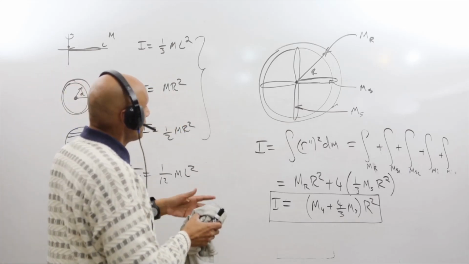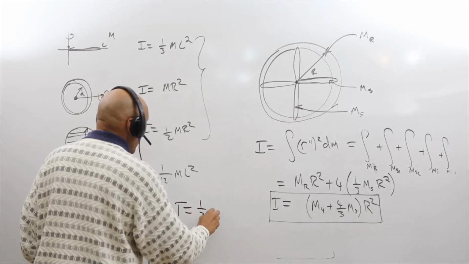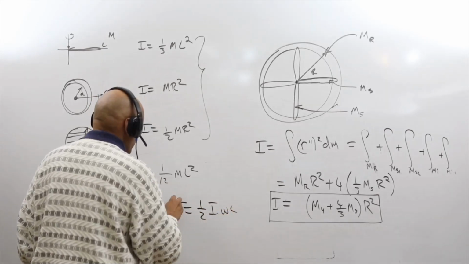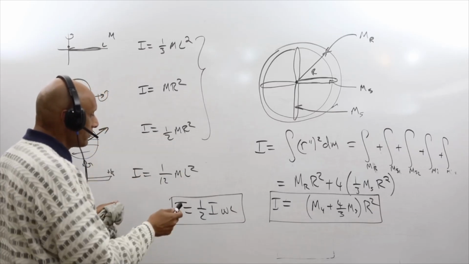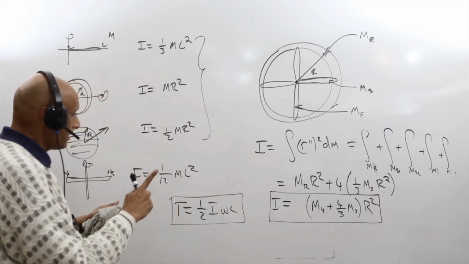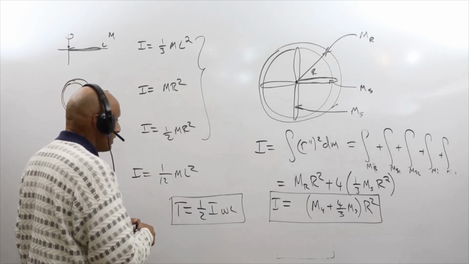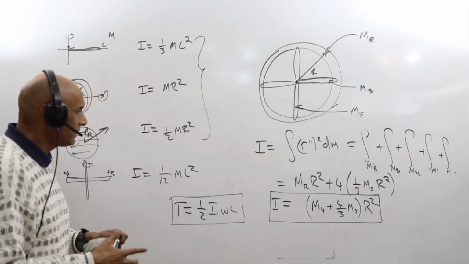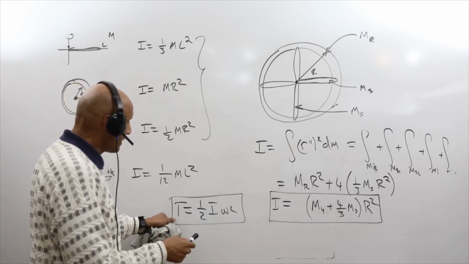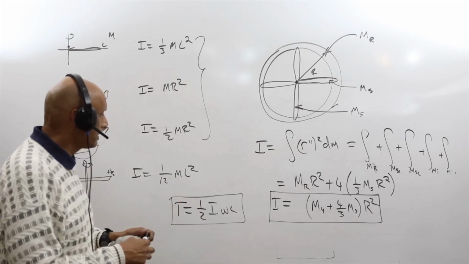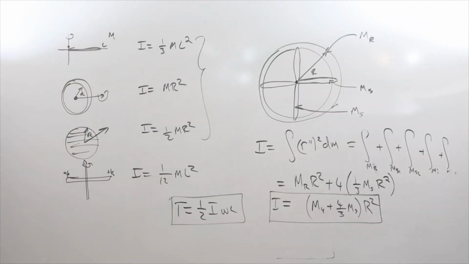Once you calculate a moment of inertia, we can say the kinetic energy T is 1/2 I omega squared. That's what I want you to learn in this video: once you calculate the moment of inertia about an axis, the kinetic energy of the system is 1/2 I omega squared. And later, not right now, angular momentum is given by I omega. We're going to see that later. Long video.